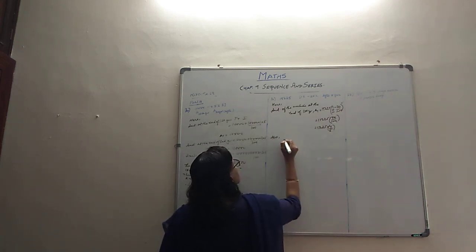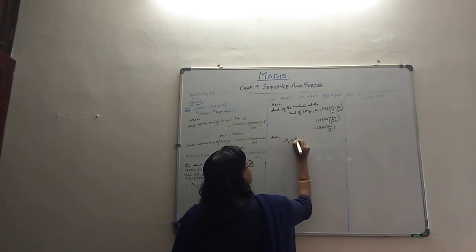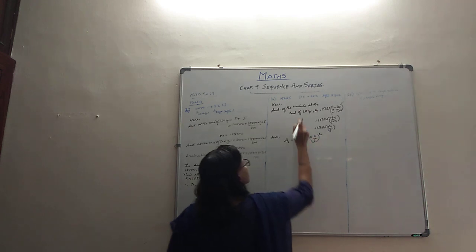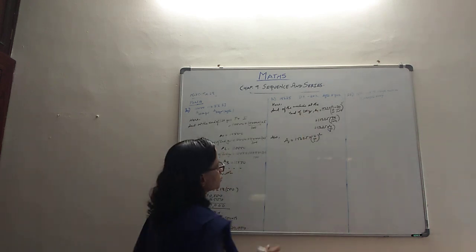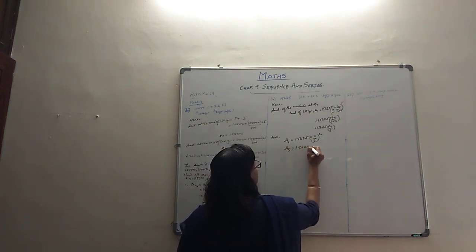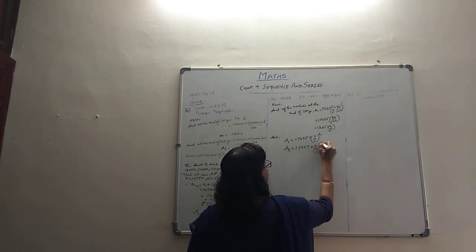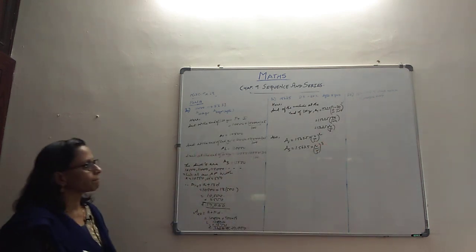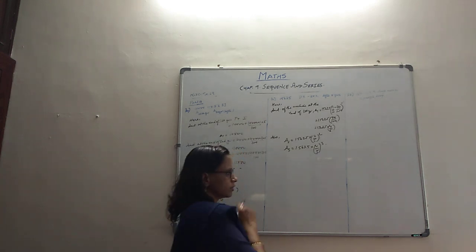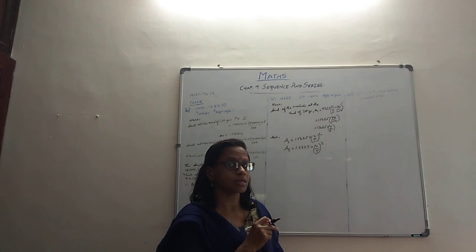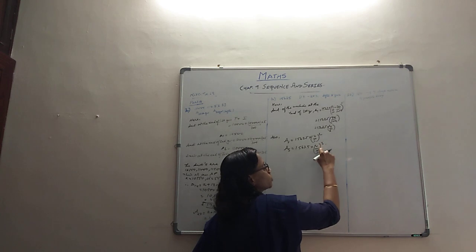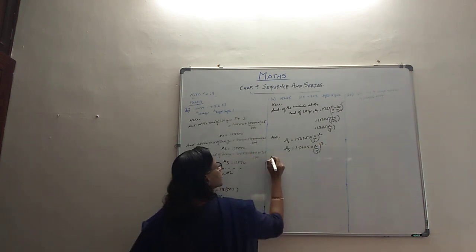also, the amount at the end of the second year is going to be 15625 into 4 by 5 raised to 2. At the end of the first year it's A1, at the end of the second year A2, and A3 is going to be 15625 into 4 by 5 raised to 3. Right? AP or GP? Earlier one was AP. Whether this is GP or AP? GP, because the same factor is multiplying. 4 by 5 multiplied, 4 by 5 multiplied, right?